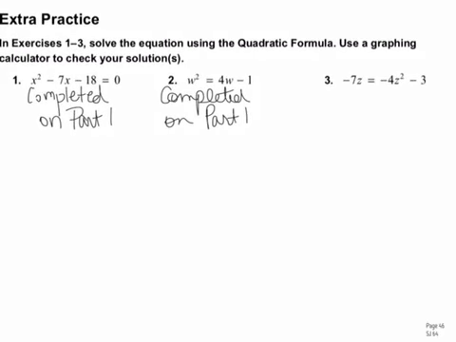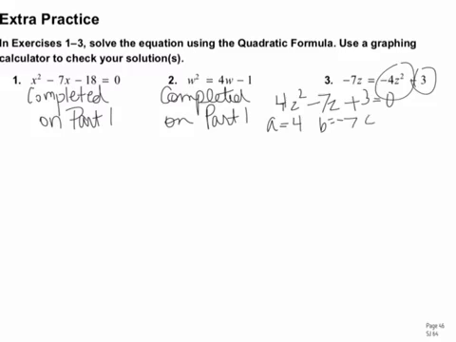I'm going to move both the negative 3 and the negative 4z squared to the other side by adding. So that would leave me with 4z squared minus 7z plus 3 equals 0. I'm ready to look at the quadratic formula.